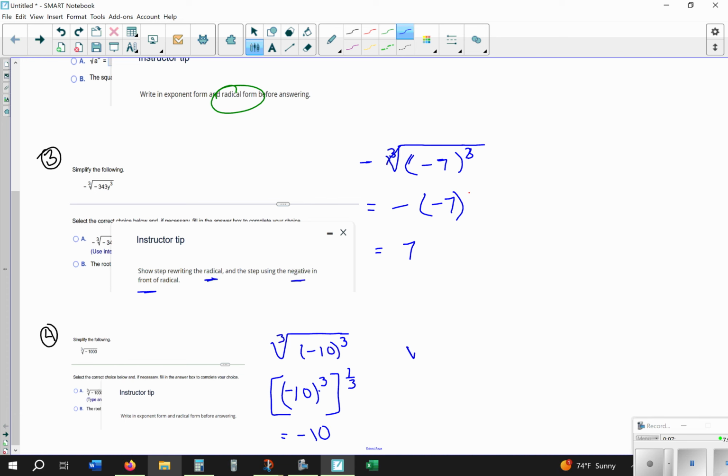And radical form, which we already have written, and because it's a quantity cubed, the cube root undoes my cube, and it leaves me the -10. And I'll stress again, you've got to have the parentheses.